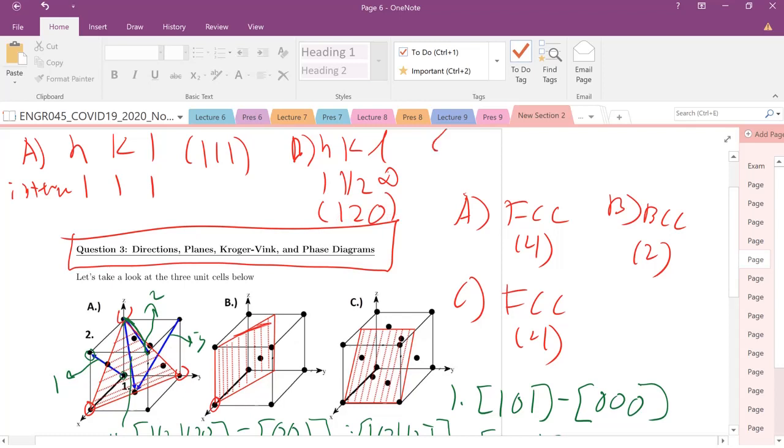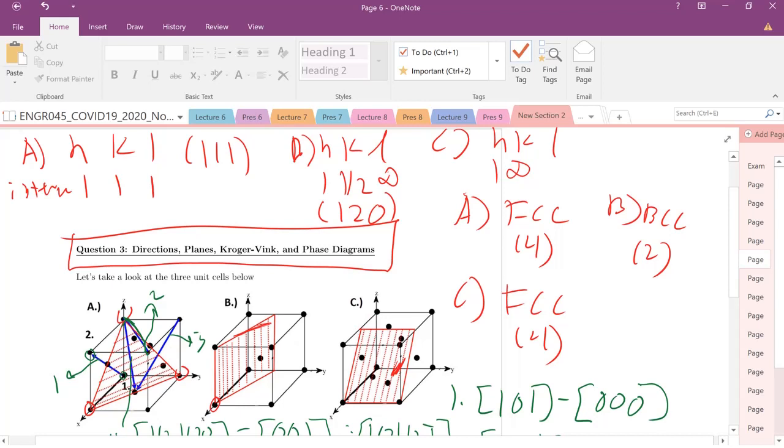And C, I like this one. C is a little tricky. So H, K, L. Where do we intersect H? 1 right here. Do we ever intersect Y? No, we'll never intersect there. What about Z?